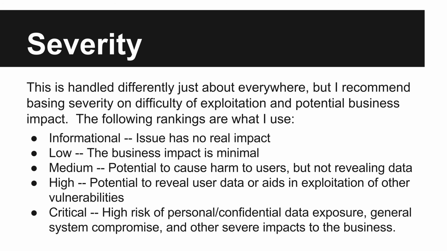Severity is subjective and it's handled differently everywhere, but this is approximately what I use. Informational: the issue has no real security impact, but it could in the future. Low: the business impact is minimal. Medium: there is a potential to cause real harm to users or the business, but not revealing any critical data. High: potential to reveal user data or aids in exploitation of other important vulnerabilities. And critical: high risk of personal or confidential data exposure, general system compromise, or other situations with severe business impact.